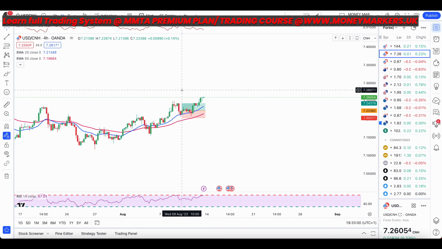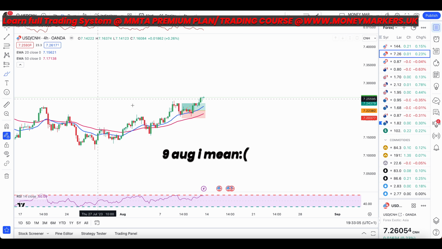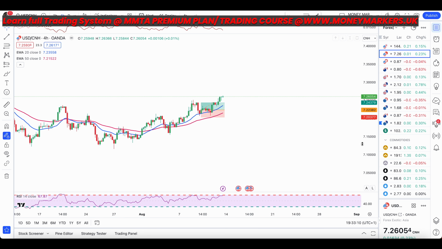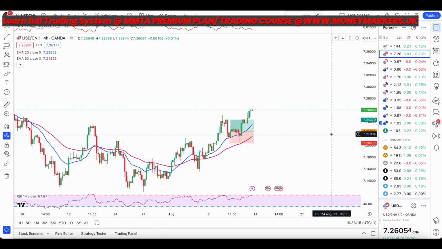If you are my student or my priority member, we had the signal on 23rd of August, 10 a.m. UK time, and we had a nice take profit of 200 pips. Like I said, this pair has a huge spread, but in INFX, the spread is really low.